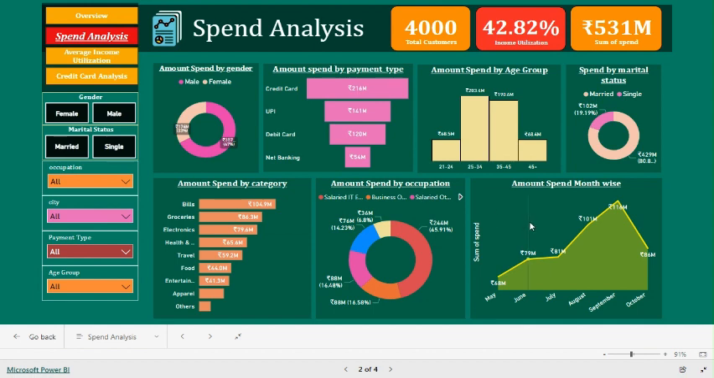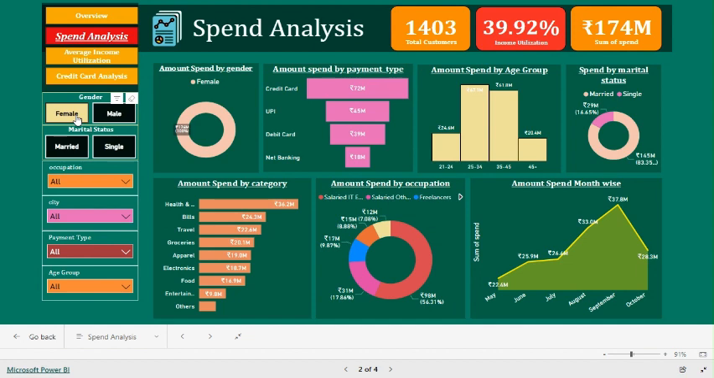Then, monthly wise, we can see that May, June, and July were the months where customers' spending was the least among all the 6 months, whereas August and September attracted the most spending, along with October. So this was about the overall spending pattern of the customers. Now we'll deep dive into the further categories.